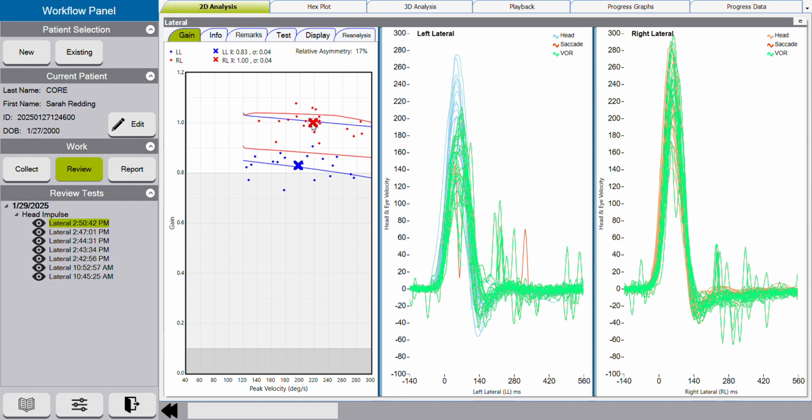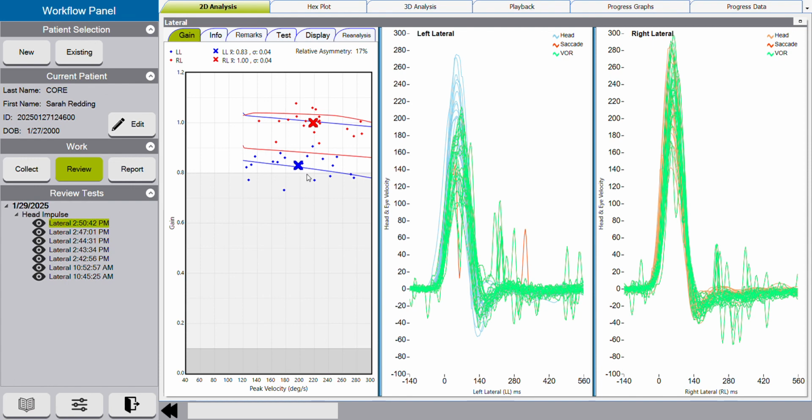So if you highlight here, you see that the gain is 1.00, and then the average peak velocity, how fast the impulses were, is 219 degrees per second. Whereas on the left one here, the gain was 0.83, and then the average peak velocity, the speed of those V-hit responses, was 198 degrees per second. So a little bit slower here and much lower gain.